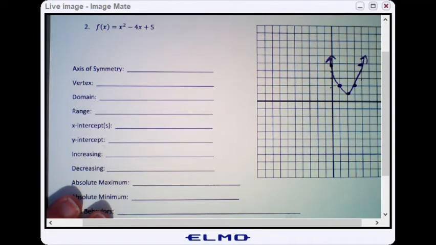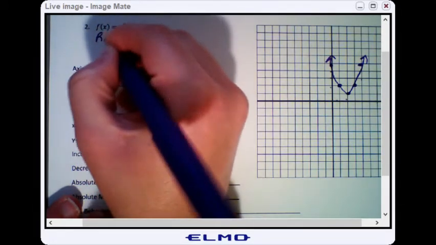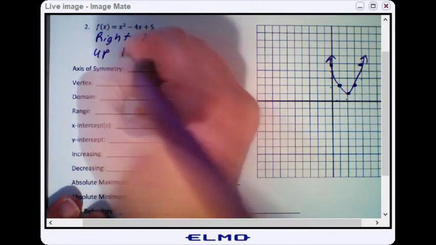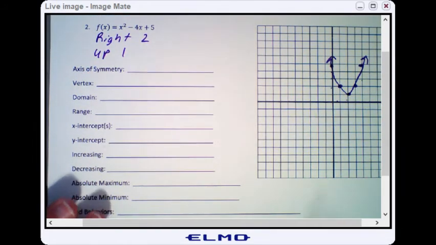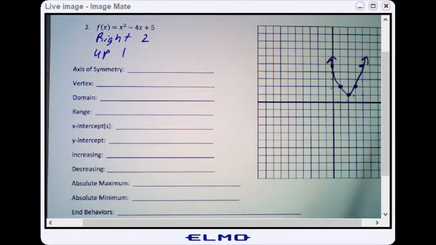So when we look at it, this graph has gone right 2, and it goes up 1. I don't have any stretches or shrinks because I can see here's my vertex, and I went over 1 and up 1. And I also went over 2 and up 4 from the vertex.